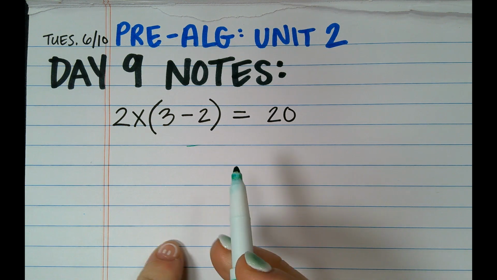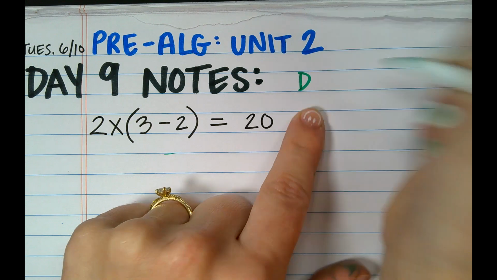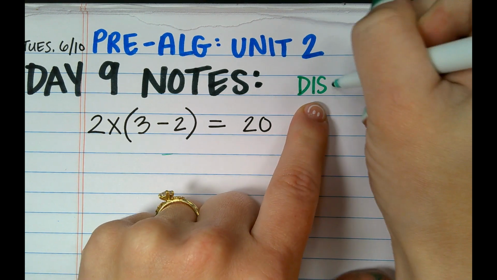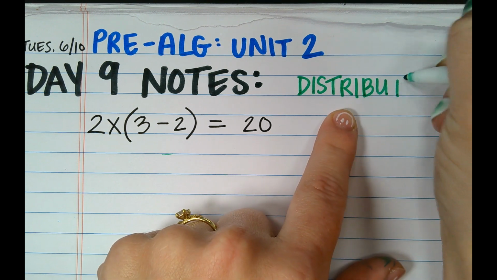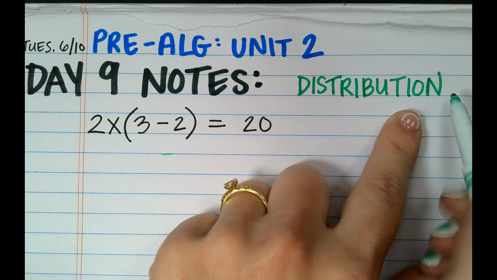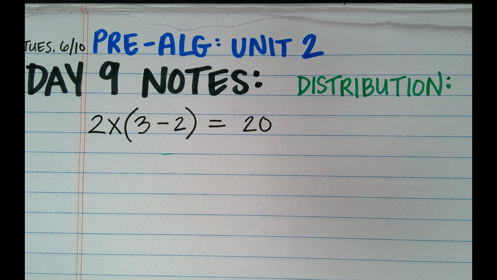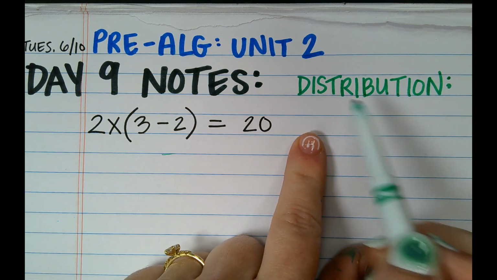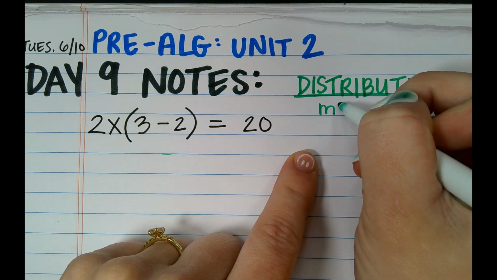I'm going to just tell you. Let's have a reminder. Distribution, and let's write the word. Distribution. You guys say that. Repeat after me. Say distribution. Distribution. Distribution. One more time. Distribution. This is kind of a fancy word for multiply.